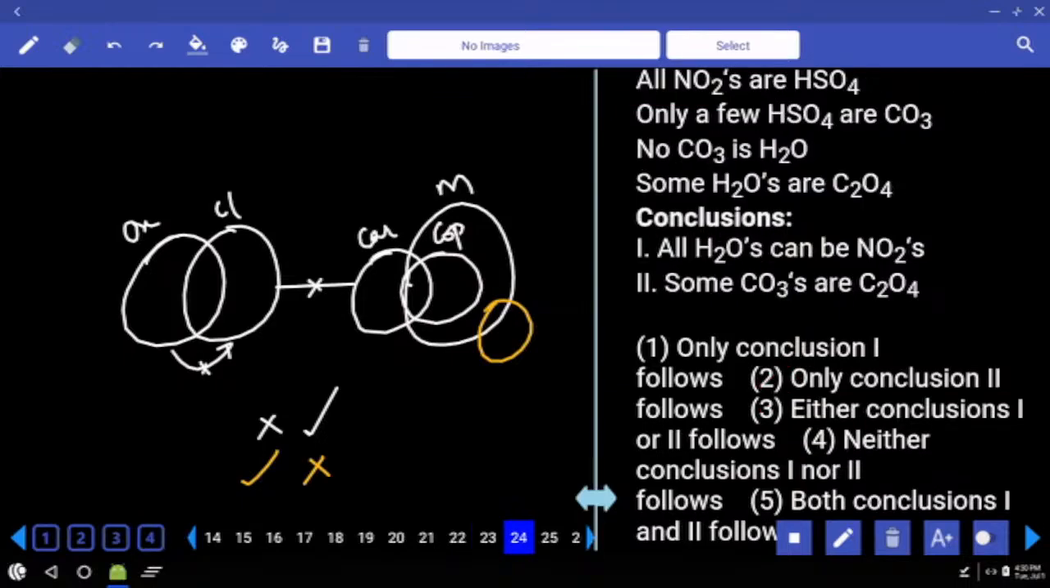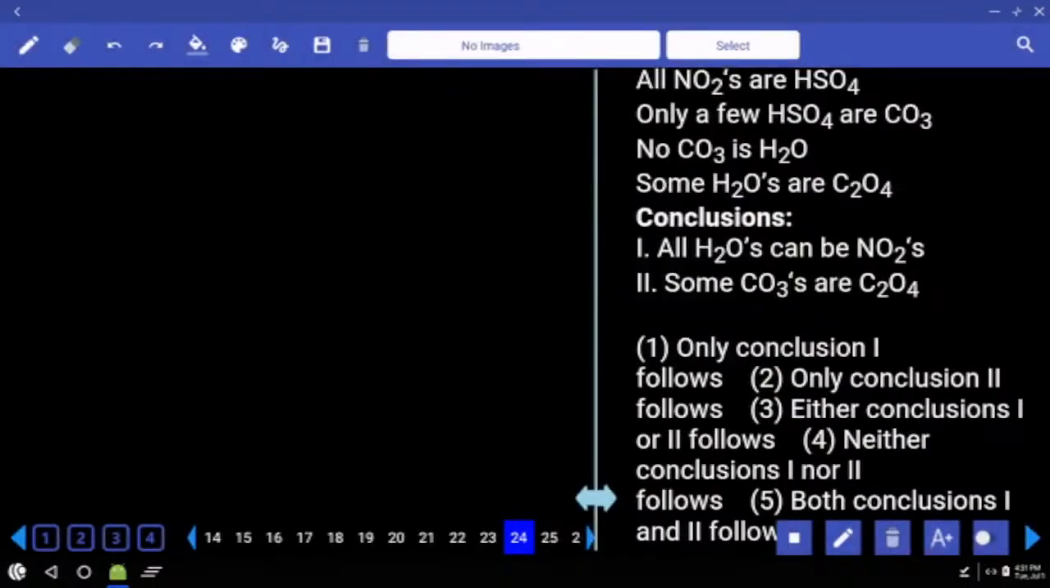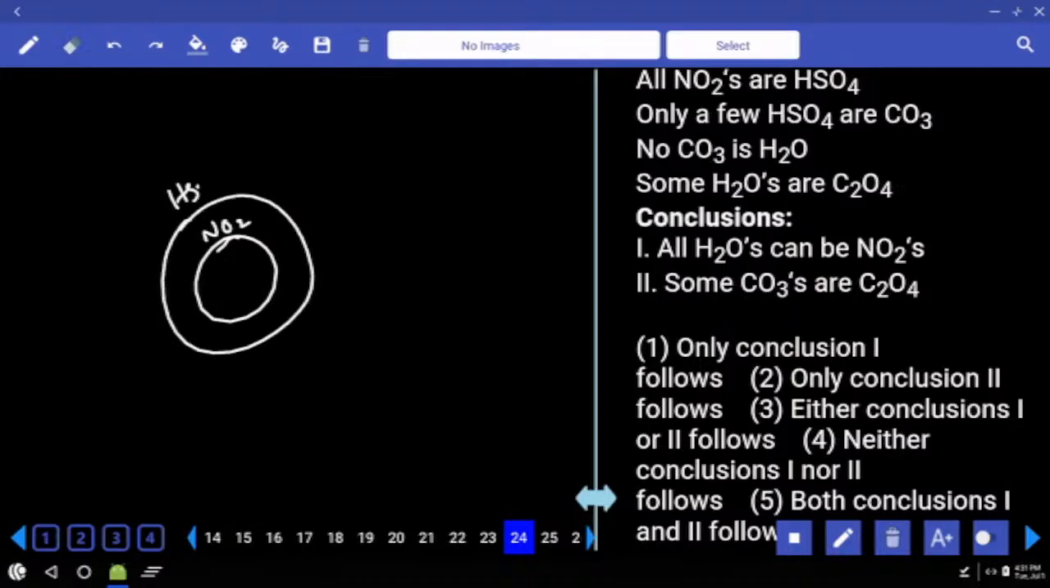Now in this 24, all NO2s are HSO4. Now all these NO2s are HSO4. Then only a few HSO4 are CO3, but not all. Then no CO3 is H2O. No intersection between CO3 and H2O.